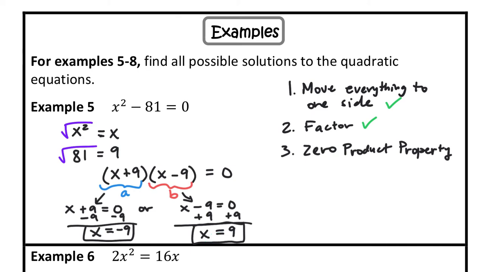So check off this rule. These are the 3 rules. Again, move everything to one side. It was already equal to 0. Second step, factor. Third step, zero product property. Okay, example 6.